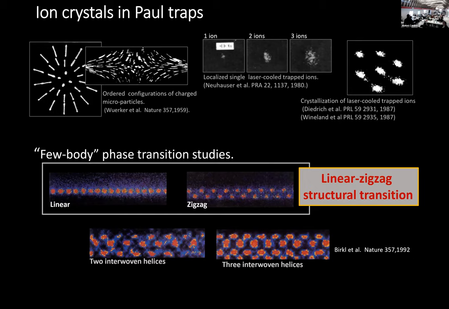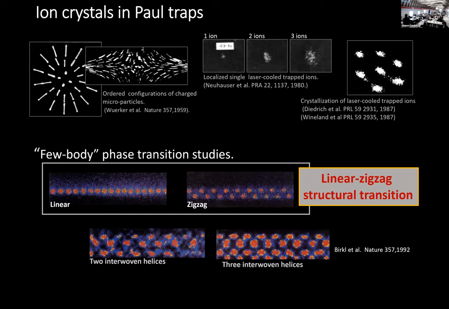Following some of these early demonstrations, there was quite a bit of work looking at structural phase transitions in ions. These have been known for quite a while. You see some pictures here of going from linear to zigzag structure. In these cases, you can increase the density of ions, and the Coulomb interactions will cause different structures to form. There's a whole hierarchy of these transitions from linear to zigzag to interwoven helices and then higher orders. These are done at Doppler cooled temperatures, so not ground state cooled temperatures, and they've been known for quite a while.